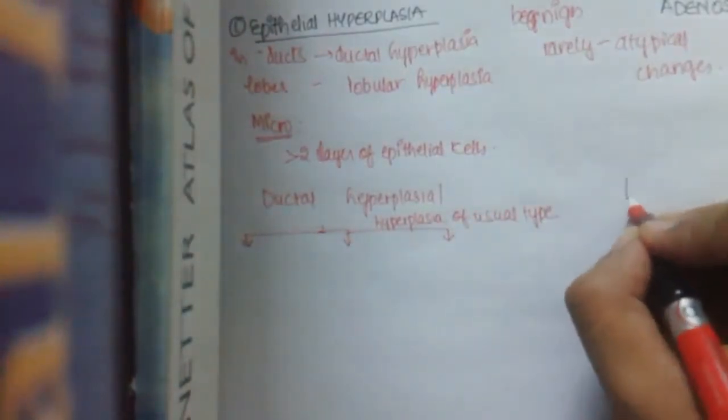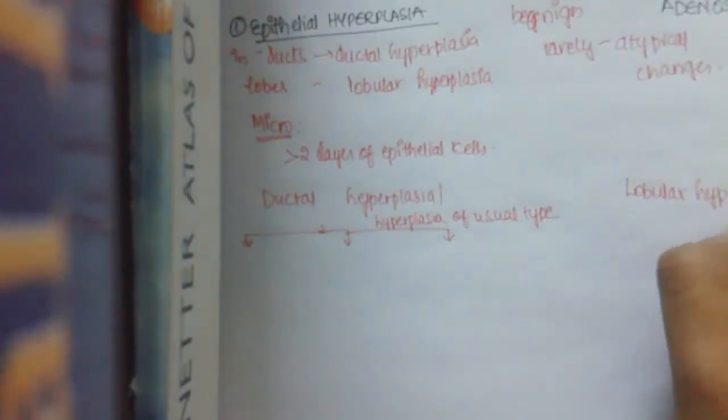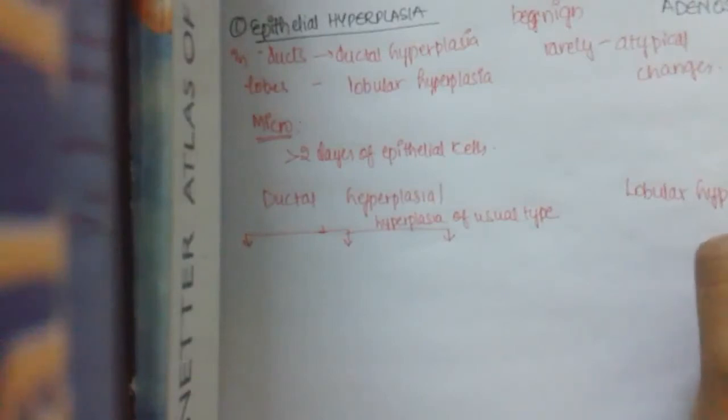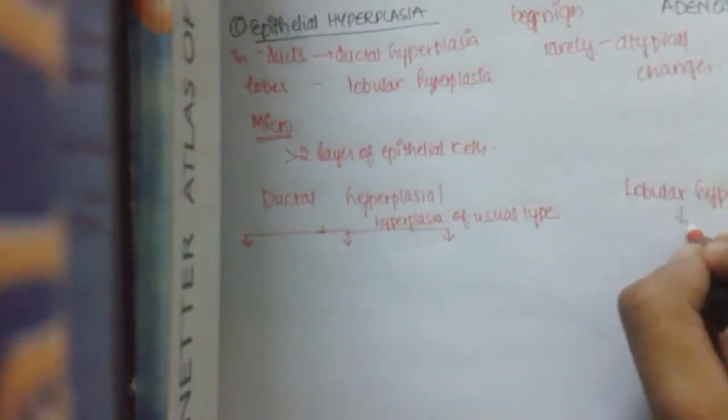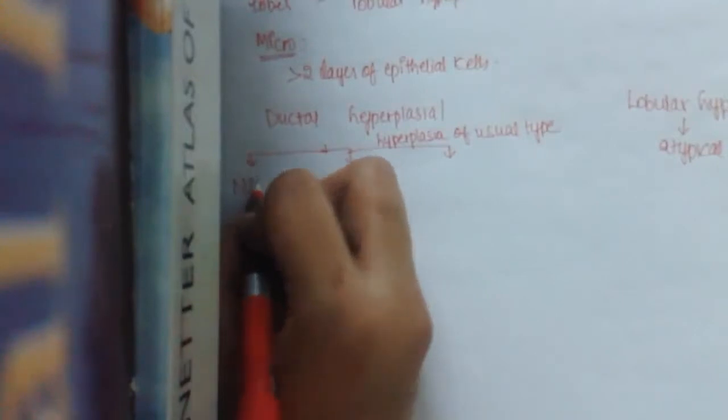The other one is lobular hyperplasia, which involves hyperplasia of ductules and lobules, and this is always atypical. Ductal hyperplasia is of three types. The first one is mild hyperplasia.